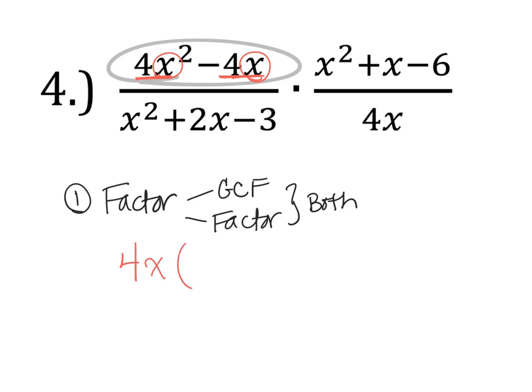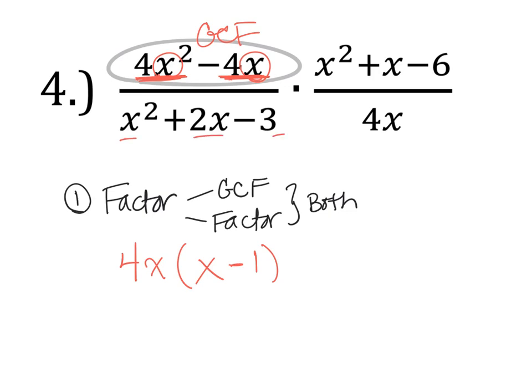If I had 4x squared, and I took out a 4 and an x, I'm left with an x. If I had a 4x over here, and I took out the 4x, I have to replace it with something, so I put a -1. So that was just a GCF up there.